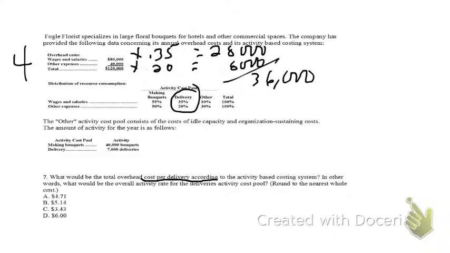Okay. Now I've got to allocate it by how many deliveries I had. I had 7,000 deliveries, so I'm going to divide it by 7,000, and my cost per delivery is 36,000 divided by 7, which is $5.14. Answer is B.